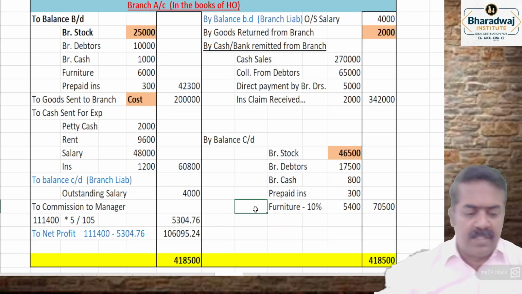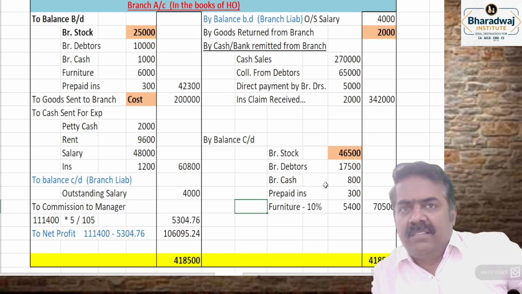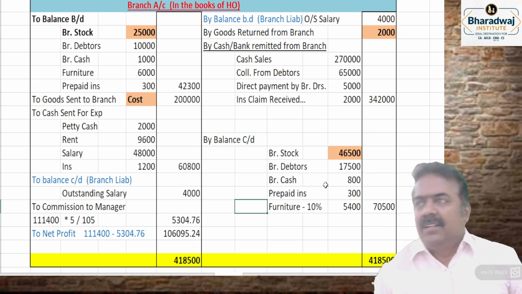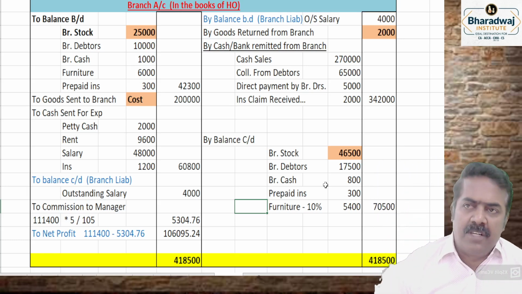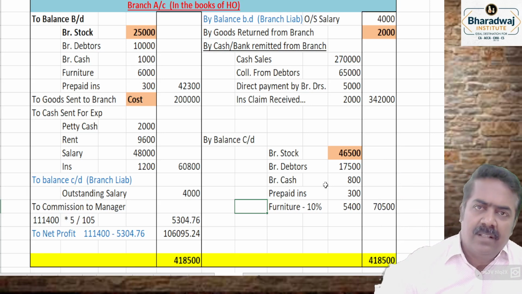Don't go to the next question. We'll revise the stock and debtors system, then go to the question. Next question we'll solve it sometime later. Next method is which method? Stock and debtors method.